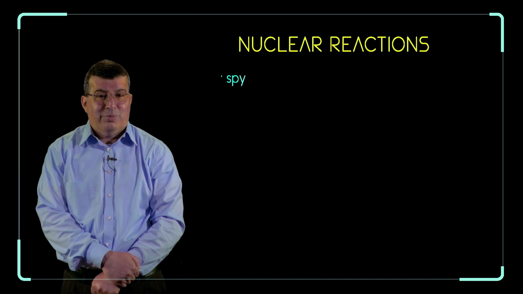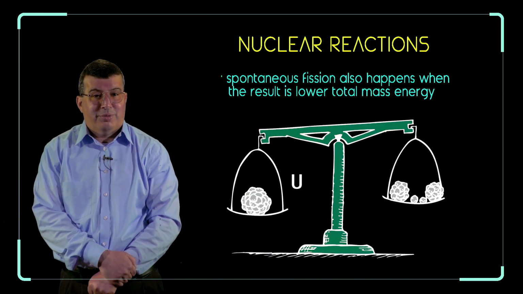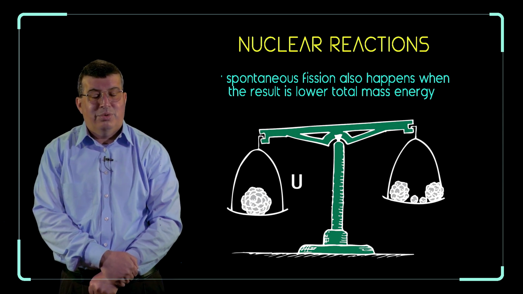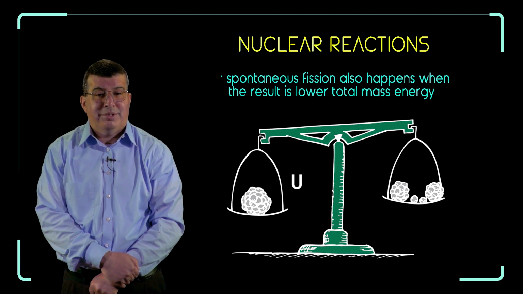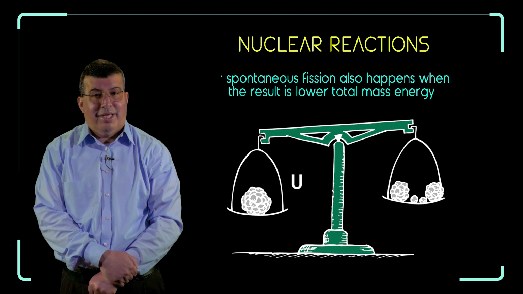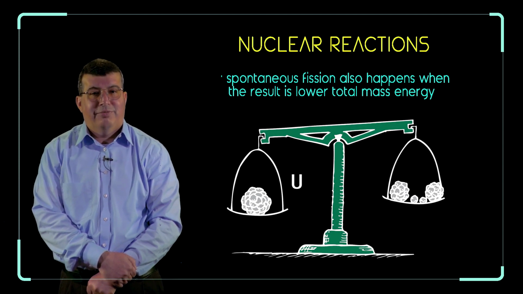Now, another way that the higher atomic number elements can decay is that they can also just fall apart. And this is called spontaneous fission. This happens when the element falls apart and the result is a lower total mass energy. So once again, if the uranium can fall apart into 2 lower atomic mass number elements, and the result is a lower mass energy, then that can happen spontaneously. So this would be called spontaneous fission.